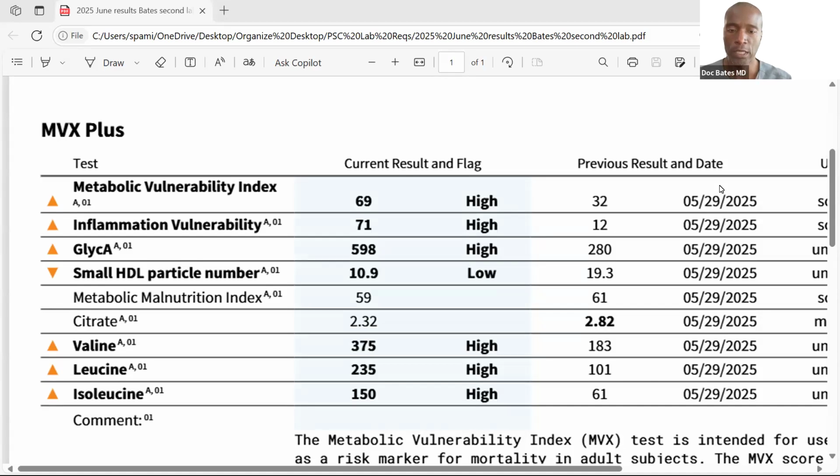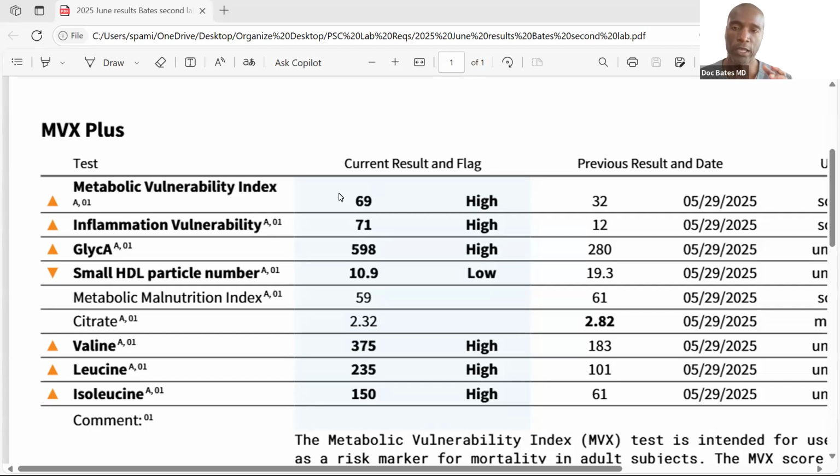All right, so today I want to share with you some test results so you can see the power of this MVX Plus test. This is really interesting. We've got an initial test result from the 29th of May, and then we've got follow-up test results after a viral illness. And these follow-up test results are 2 weeks later. So let's just go through what this MVX Plus test is.